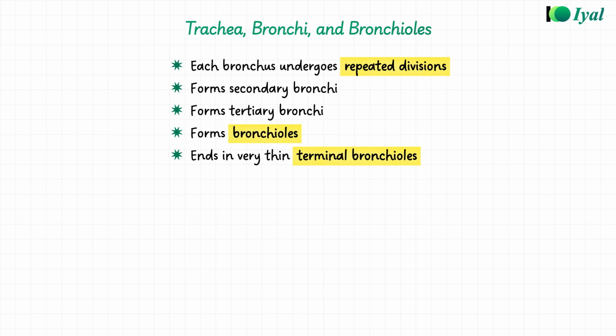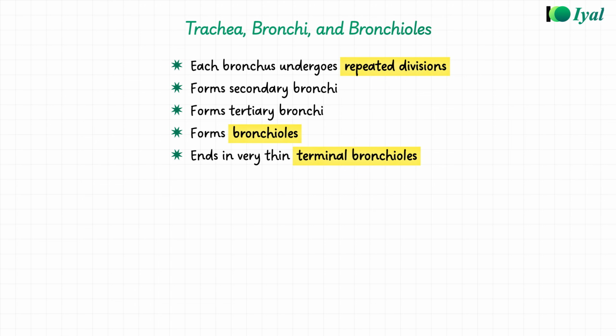Now, each bronchus does not just stop there. It divides again and again and again. This is what we mean by repeated divisions. From each primary bronchus, we get secondary bronchi. From secondary, we get tertiary bronchi. And then from tertiary, we get bronchioles. These keep dividing until they become very, very thin.